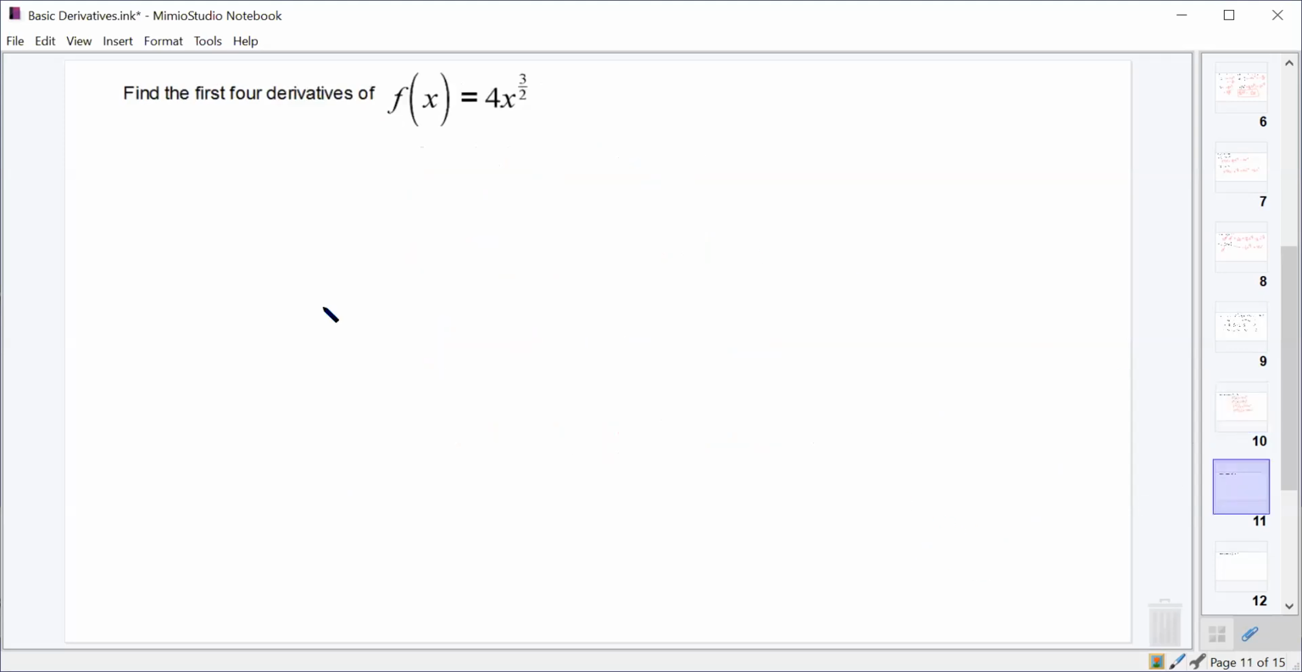All right, so let's do this one. Let's find the first four derivatives of 4x to the 3/2. Once again, these should just be using the power rule. So what's the derivative of 4x to the 3/2? 6x to the 1/2. And again, if you want to write that as to the 1/2 power, or you want to write it as root x, then that's fine also.